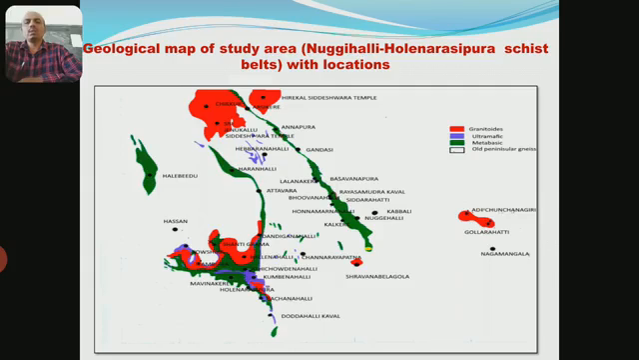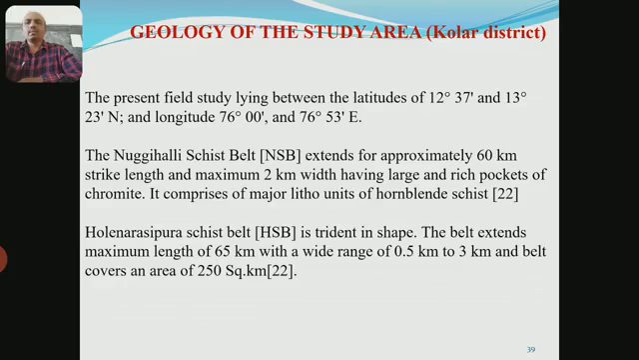This is the geological map of the study area, that is Nuggehalli Valanarshipura schist belt with different locations. Geology of this present study area. The present study lies between the latitudes of 12 degree 37 minutes and 13 degree 23 minutes north, and longitude of 76 degree and 76 degree 53 minutes east.